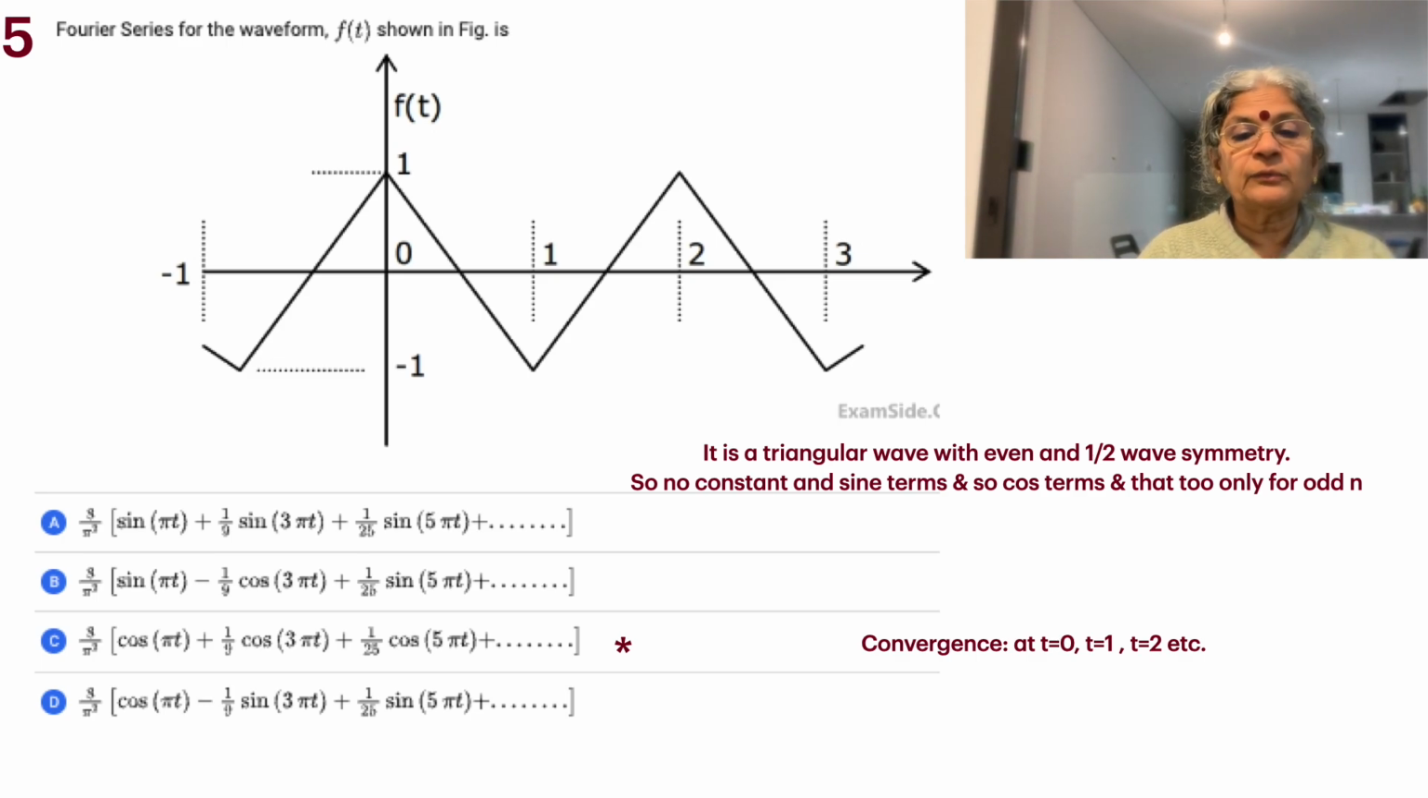It will have only cosine terms because of the even symmetry. So from amongst the answers, only option C has cosines. Another important aspect you can add is that at t equal to 0, at t equal to 1, at t equal to 2, and so on, how much does it converge? For convergence to happen, all the quantities given here should be positive and have the same sign. I suppose that's also clear. That's another additional aspect that we can check out.